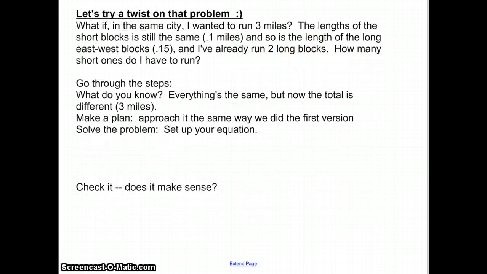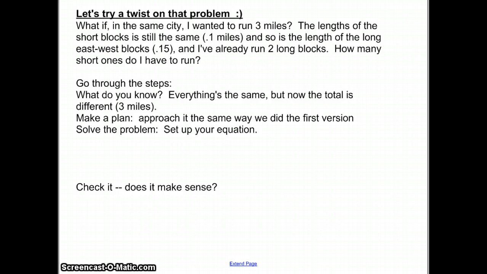But let's try a twist on this problem now. Now that you know how to set it up, let's change something. What if in the same city I wanted to run 3 miles instead of 2? The lengths of the blocks are still the same, okay? And I've already run 2 long blocks, so how many short ones do I have to run?